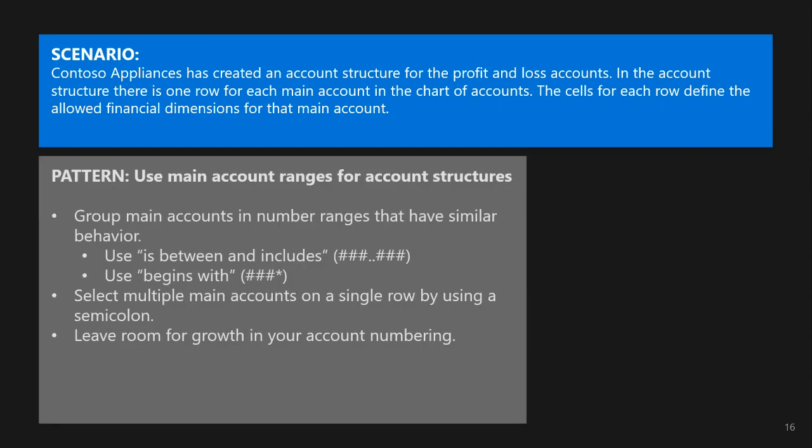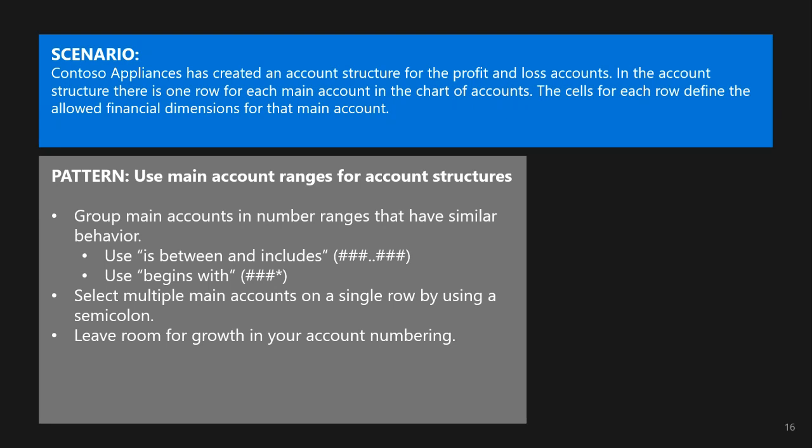Yeah, no, we definitely don't want to make one row in the account structure for every single main account. I mean, for two things here, if you do this, every single time you add a new main account, you're going to have to edit the account structure and go through activation to start using that main account. And that maintenance seems like a nightmare to me. What I think you should be doing is grouping the main accounts in number ranges that have similar behavior.